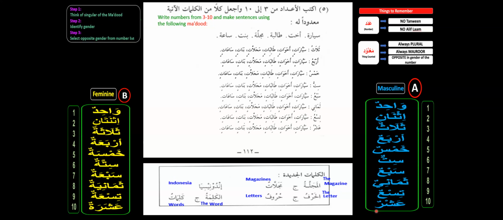So new words. What are the new words? Al-majallatu means the magazine. What's the plural? Majallatun. Al-harfu is the letter, and huruf means letters. Indonesia is a country, called Indonesia in Arabic. And al-kalimatu is the word, and kalimatun is the plural of that.